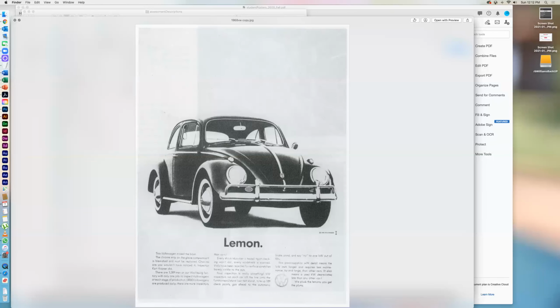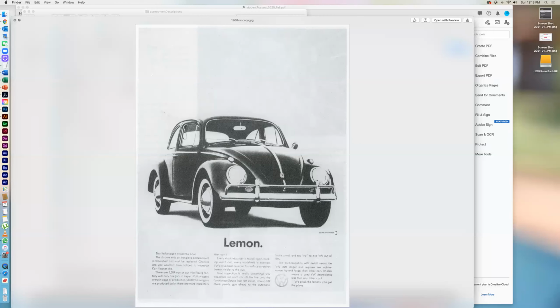Volkswagen took what would be thought of as kind of offensive, to call it a lemon, okay? This Volkswagen missed the boat, and it talks about how their quality control is so high that they guarantee you'll never get a lemon, okay? This preoccupation with detail means the VW lasts longer and requires less maintenance by and large than other cars. It also means a used VW depreciates less than other cars. We pluck the lemons, you get the plums.